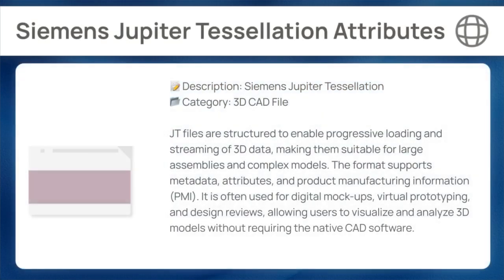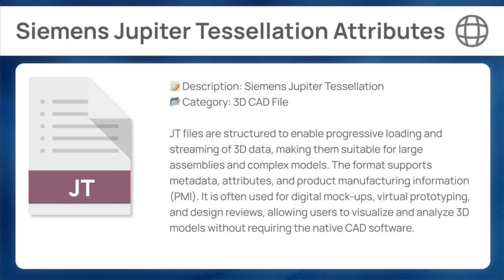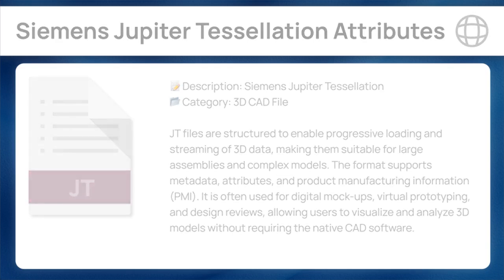JT files are structured to enable progressive loading and streaming of 3D data, making them suitable for large assemblies and complex models. The format supports metadata, attributes, and product manufacturing information, PMI. It is often used for digital mockups, virtual prototyping, and design reviews, allowing users to visualize and analyze 3D models without requiring the native CAD software.